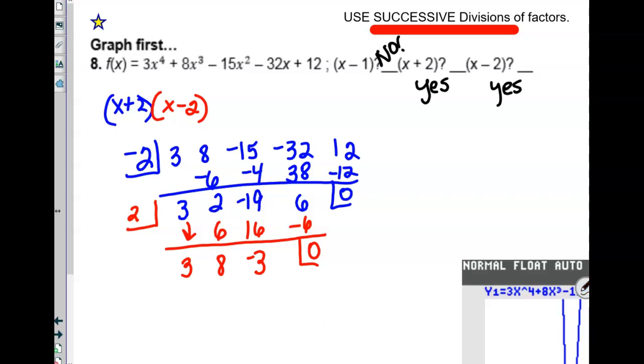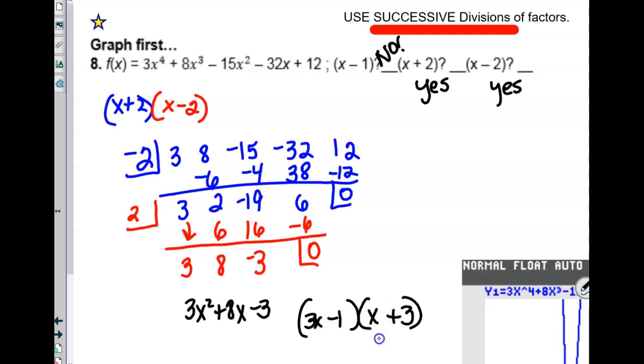Maybe. What is this down here? 3x squared plus 8x minus 3. Anybody think they can figure out how that factors? What do you got? Oh, guys, let's check him. There's -1, +9. Is that going to be 8 in the middle? And -1 times 3 is -3. I think you got it right.